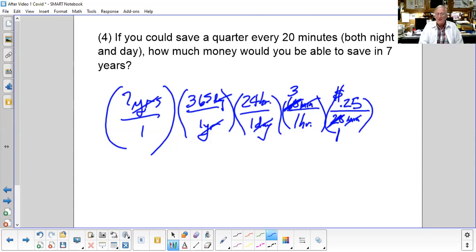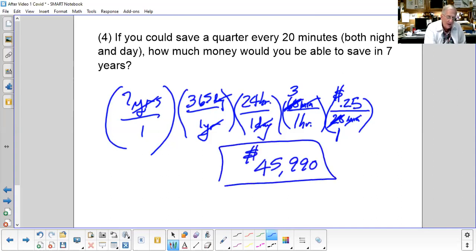You would save $45,990 if you could save a quarter every 20 minutes. Wow, that's pretty cool, right? Pretty cool. Now, let's go on.